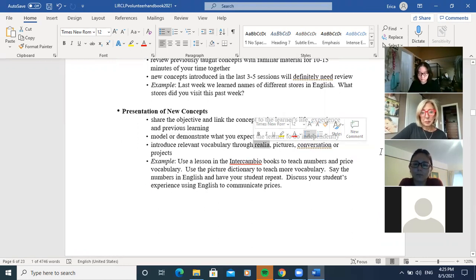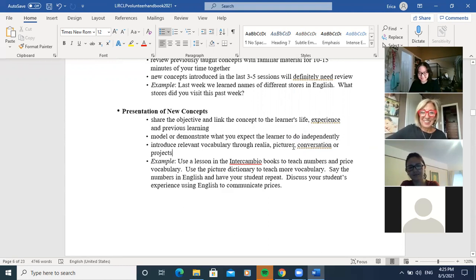kitchen vocabulary. Even if you're on Zoom, maybe you have actual forks and knives and a toaster, things that are real, that make it real. I've seen people in the library bring a whole table setting, like a placemat, glass, forks. Smart. And pictures, you can find any kind of picture out there these days.